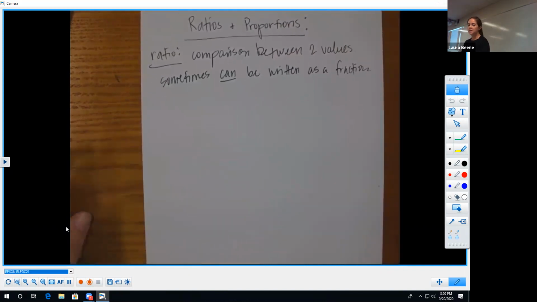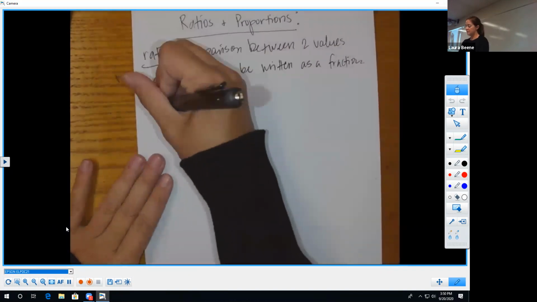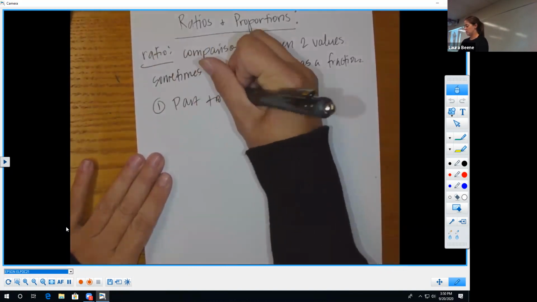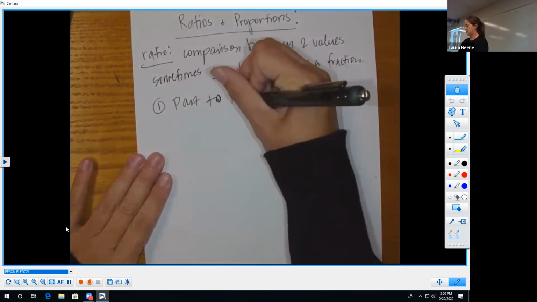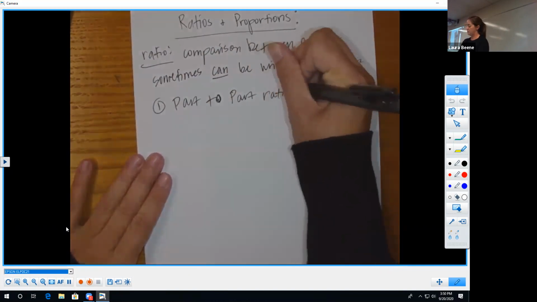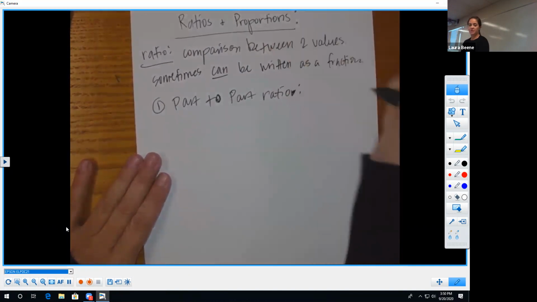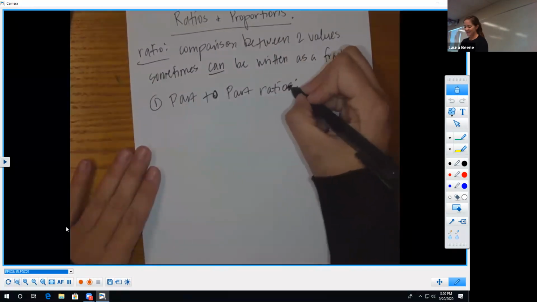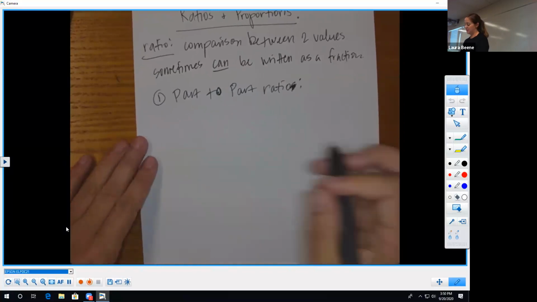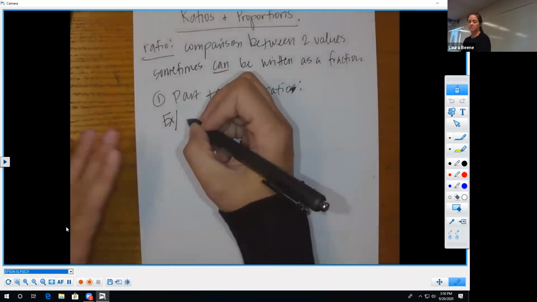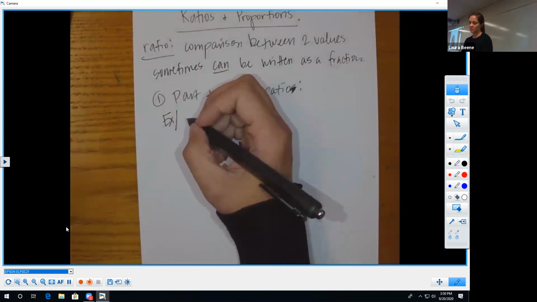Okay, so there are 3 different types of ratios, and if you've already read from the textbook, you have already seen these 3 different types of ratios. The first type of ratio is a part-to-part ratio. An example of a part-to-part ratio would be if we were talking about the number of girls in the classroom versus the number of boys in the classroom.